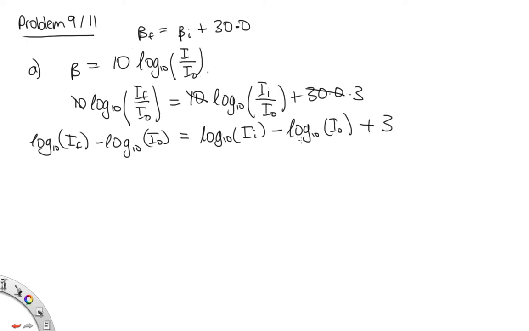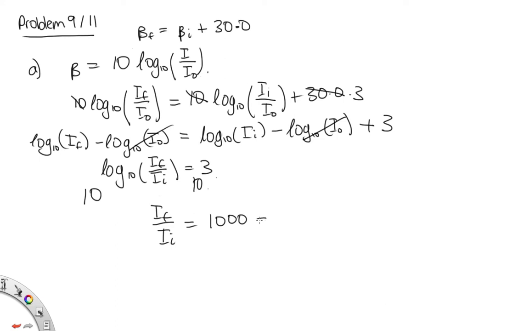Okay, now the reference intensity, the log of that cancels out, and we end up with log to the base 10. We subtract this one from this one, so we have the final intensity over the initial intensity is equal to 3. Now to get rid of the log function, if we do 10 to the power of both sides, then we've got IF over II is equal to 10 to the power of 3, which is 1000, which tells us that our final intensity, IF, is equal to 1000 times our initial intensity.